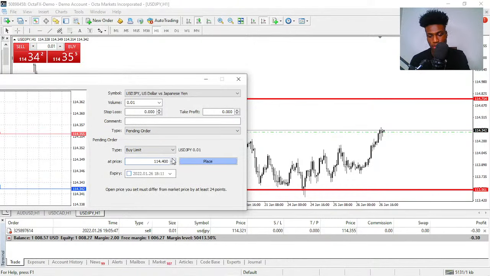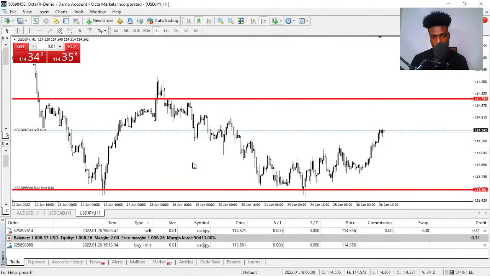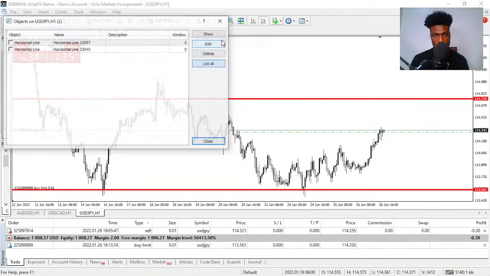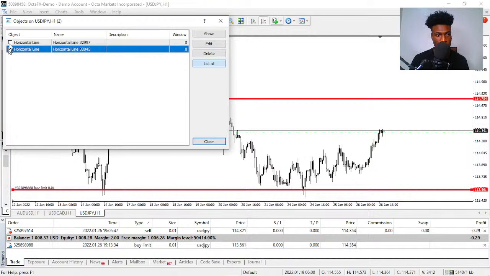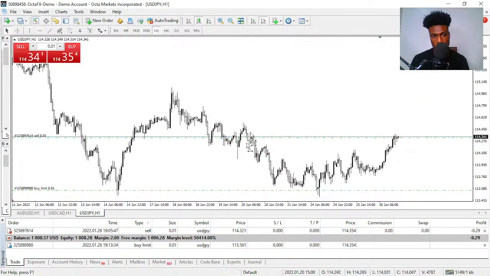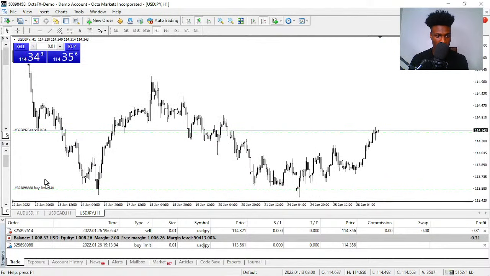Now I'm placing this order below the current market price, 113.561, and click on place. Let me take all this out so you guys can see clearly. Okay, so you can see that the buy limit order has been placed. Now this order is not going to be active until market price gets down to this point, specifically the ask price. The ask price has to get down to this point before this trade becomes active.